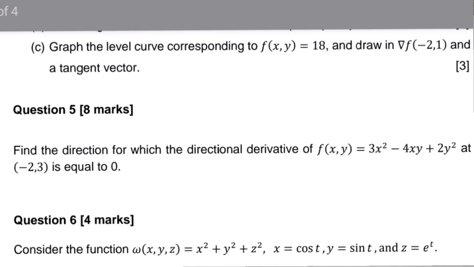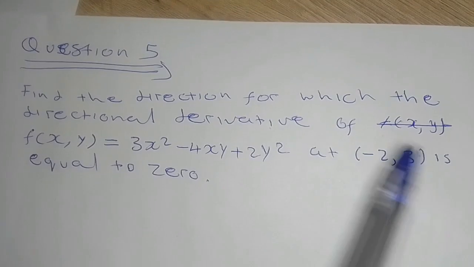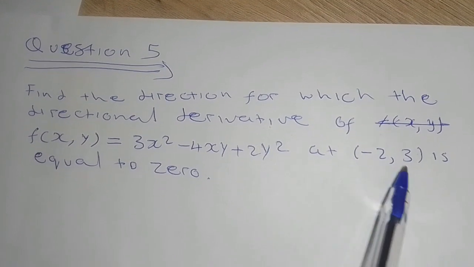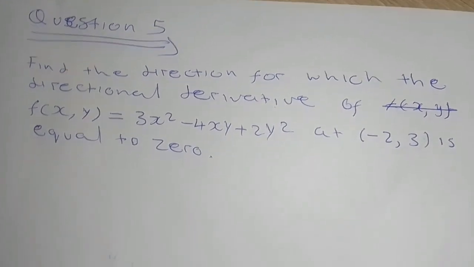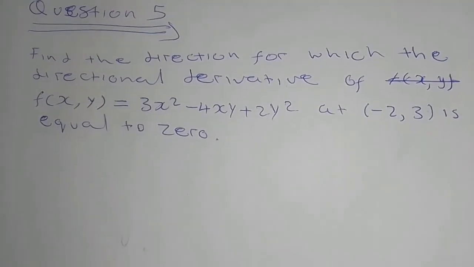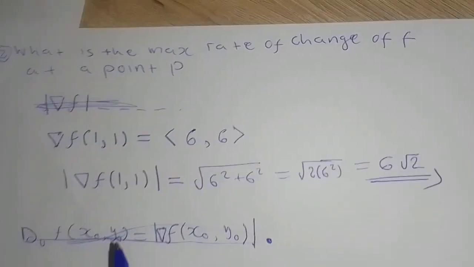Now they say: find the direction for which the directional derivative of f(x, y) at the point (-2, 3) is equal to 0. Before I do that, let me just talk to you first. Let's revise what we know.